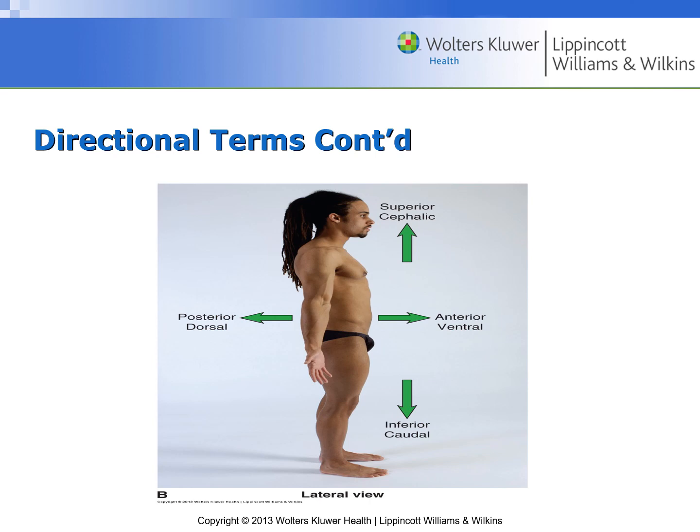When we describe a body structure as being in the superior or cephalic region, we are referring to structures or positions that are closer to the head. When we consider the inferior or caudal direction of the body or body part, we're referring to structures or positions of the body that are closer to the feet. Now, when it comes to the surfaces of the body, we usually refer to either anterior, which is ventral, or posterior, which is dorsal.